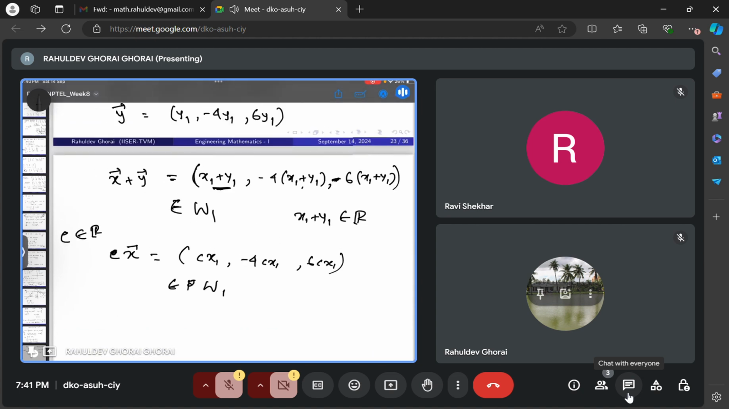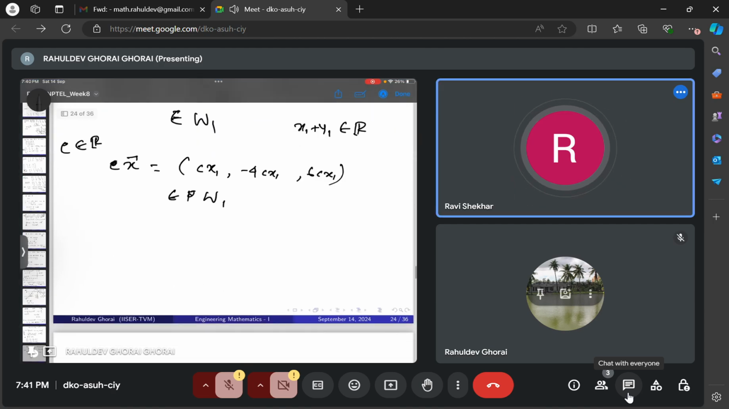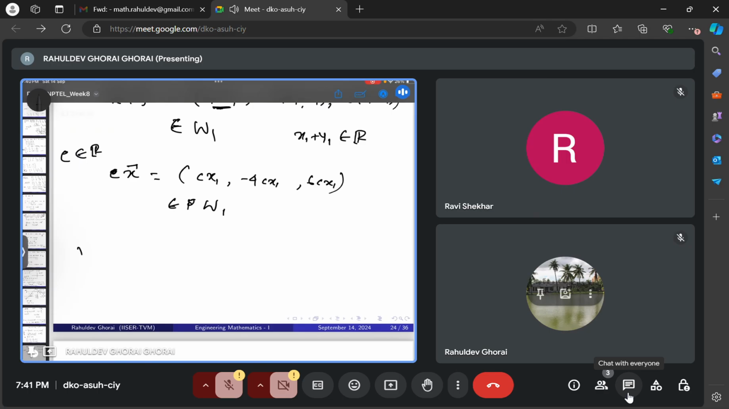Ravi, do you understand? Sir, got it, sir. Okay, good. So then another example, you do it, then you understand better. W is equal to x, y, z belongs to R3 such that x square plus y square plus z square is less than or equal to 4. What is W? Geometrically, it's a sphere, right? Sphere of radius 2. So is this a vector subspace of R3?